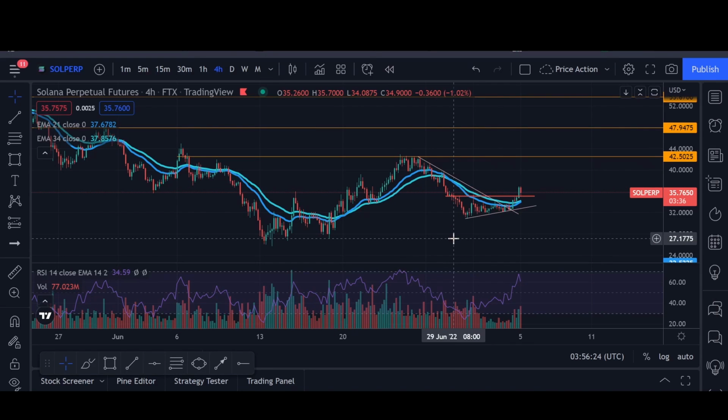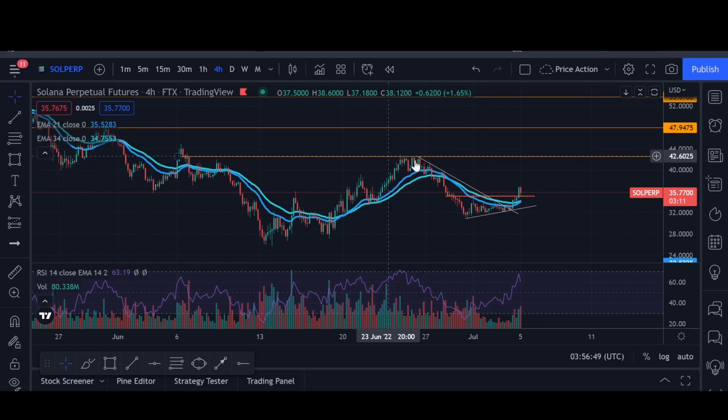Okay, so let's get right into it. This is Solana's chart. I first shorted it at around 28 June at this 12 midnight mark. And what are the signs that made me take this short? So first thing, Solana hit its local resistance at about the $42.50 region.